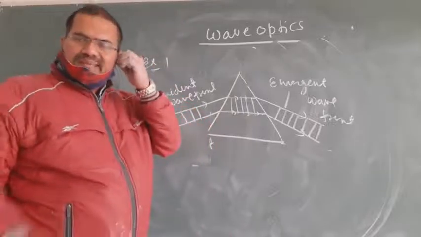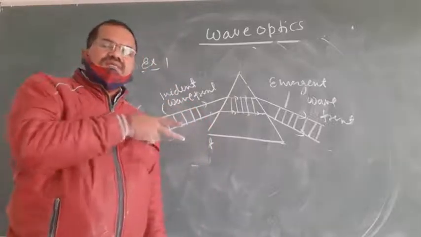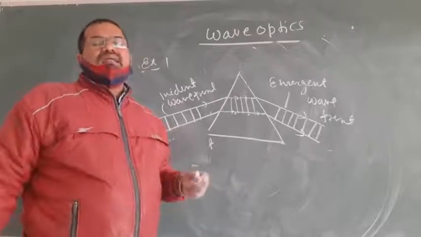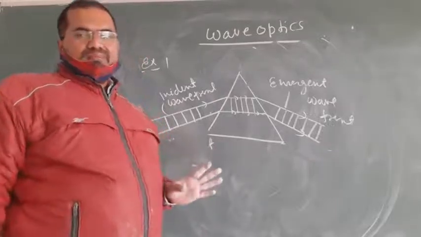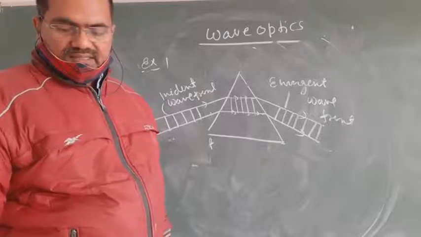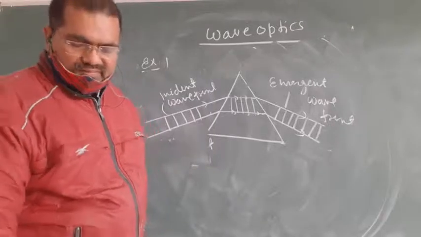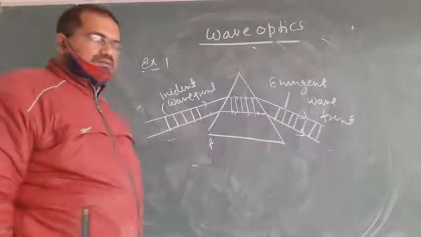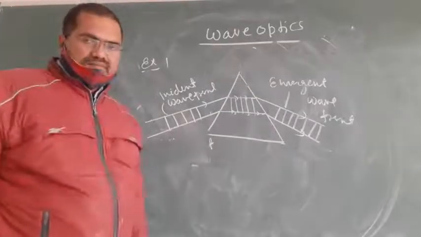So always make two rays on the surface, and the wavefront must be perpendicular to the rays, and the time taken by the rays in reaching the wavefront must be the same. These are the two conditions, and you can follow them. Clear? Okay.